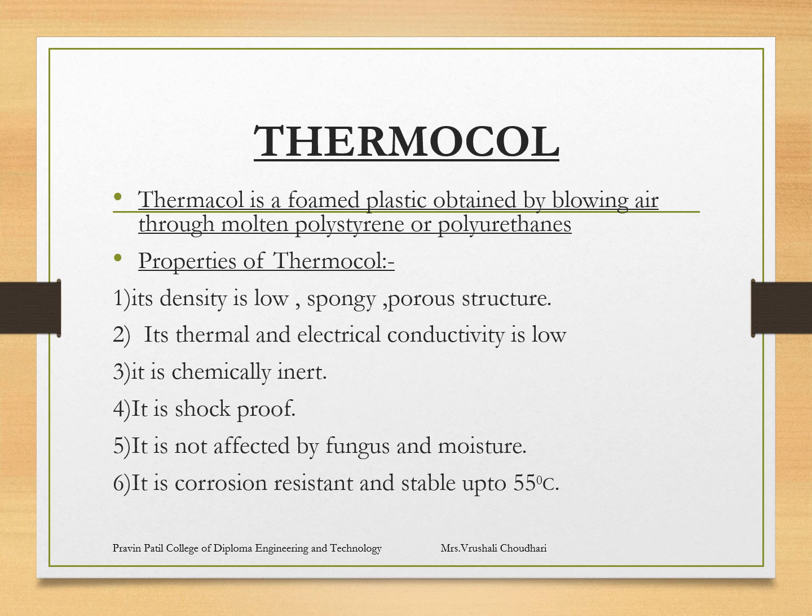What are the properties of thermocol? Density is low, spongy, porous. What is the meaning of density is low? Very light in weight, so it is going to float on water. Spongy, what does spongy mean? It has small air pockets. It has a sponge-like structure. Good thermal and electrical insulation. Current will not pass through it. Thermal heat also does not pass through it.